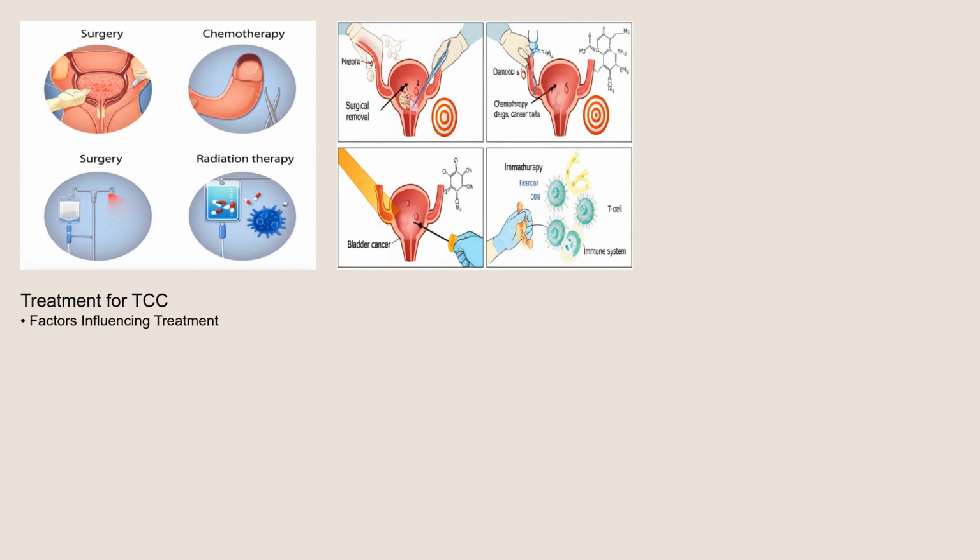For early-stage TCC, a procedure called transurethral resection of bladder tumor, or TURBT, may be used to remove the tumor. In more advanced cases, the entire bladder may need to be removed, a procedure called a cystectomy. After surgery, chemotherapy or immunotherapy may be used to prevent the cancer from returning.